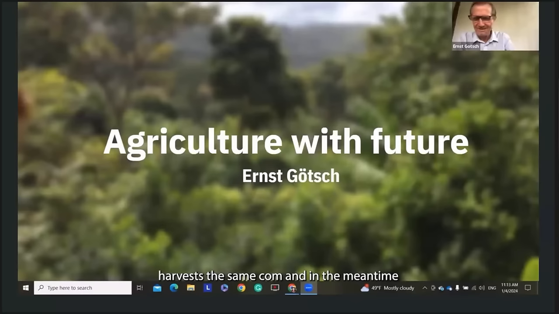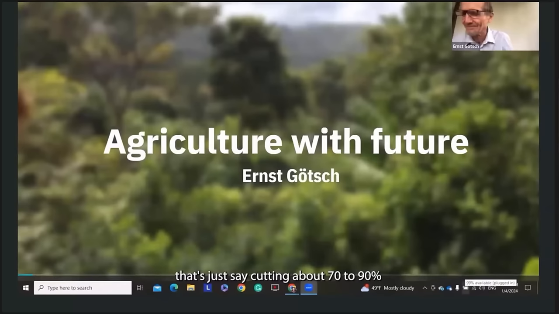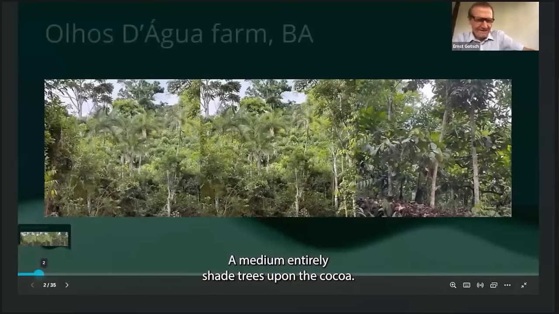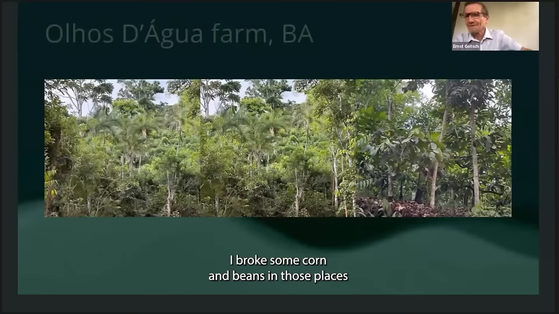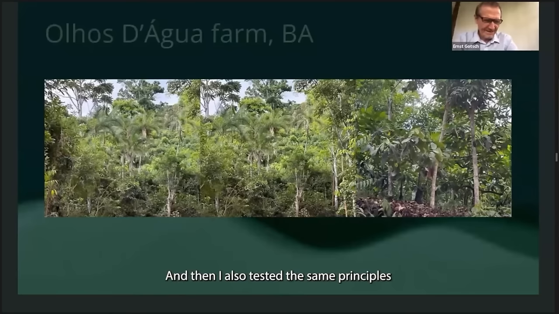And in the meantime, I often, in winter time, when I make the annual topping of the plantations, that's to say cutting off about 70 to 90% of the medium and higher layer shade trees upon the cocoa, there are often some open places. I broadcast some corn and beans in those places, and they grow and produce in between. And then I also tested the same principles in different places and with different crops.